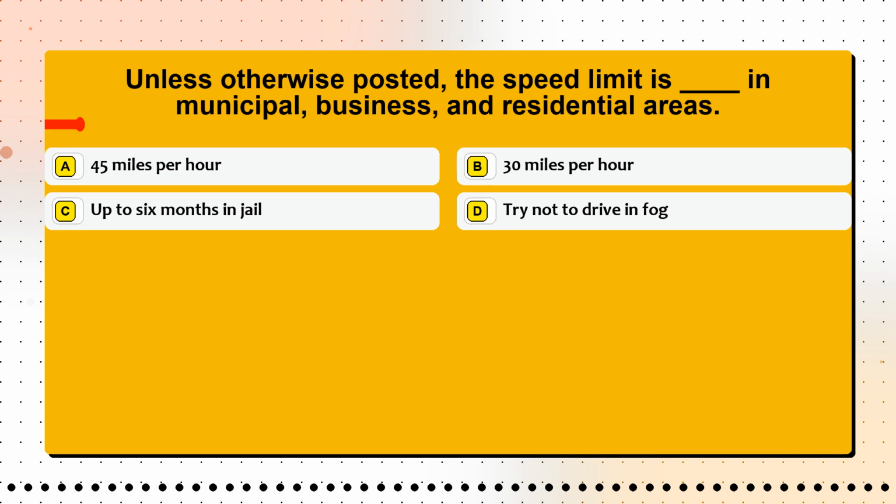Question 60. Unless otherwise posted, the speed limit is blank in municipal, business, and residential areas. Here are the options. Option A, 45 miles per hour. Option B, 30 miles per hour. Option C, up to 6 months in jail. Option D, try not to drive in fog.